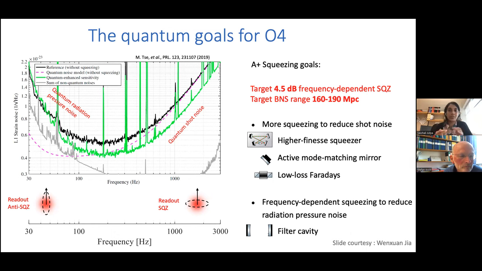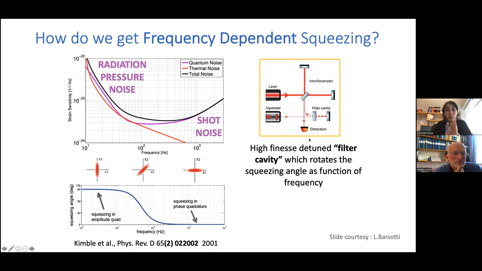Along with this mystical frequency dependent squeezing, some changes were made to the squeezer cavity itself, to increase the escape efficiency of the squeezer. There were also active mode matching actuators added to improve the mode matching between the squeezer and the interferometer. And some low loss Faraday isolators were developed in the collaboration. I have pictures of all these so you can see what these look like and how they're different from standard components. This was in the squeezing injection path, because you want to reduce as much loss as possible when you're injecting the squeezing into the interferometer. Now for frequency dependent squeezing, if you want broadband improvement in sensitivity, you need to be able to rotate the squeeze states at the crossover point between the photon counting noise and radiation pressure effects.